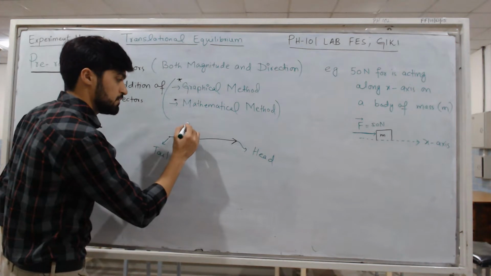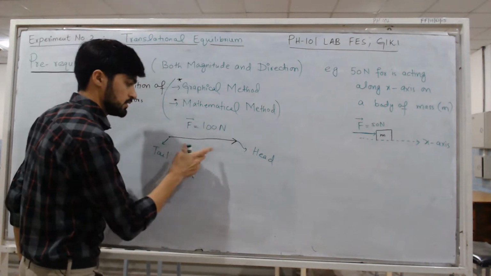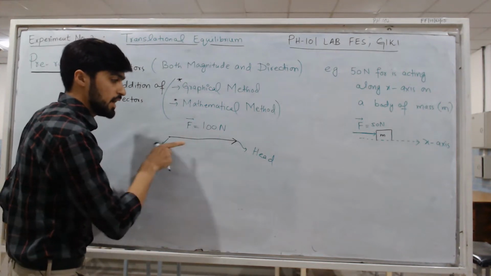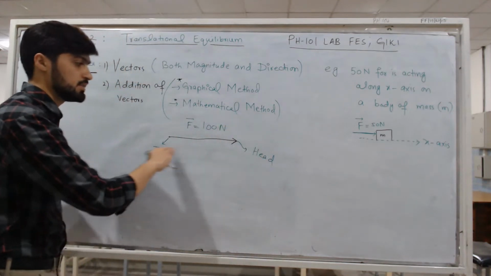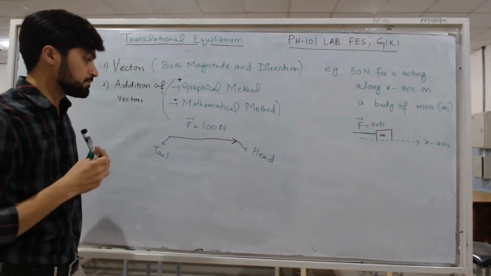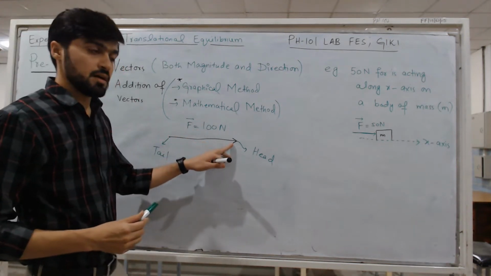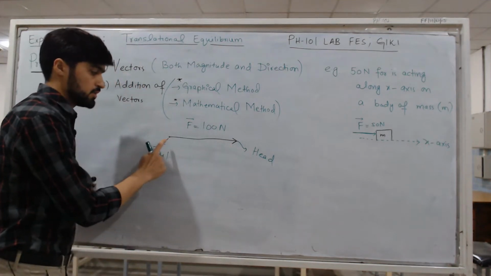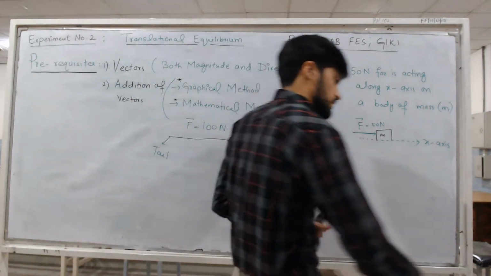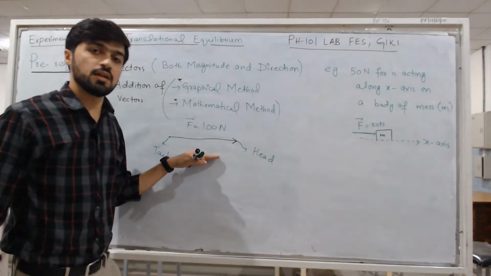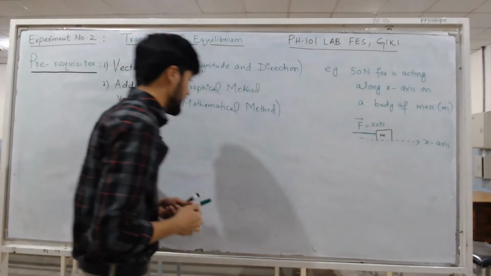Let's say this is F equal to 100 Newton. The length of the vector determines the magnitude, and the arrowhead determines the direction in which this force is acting. So this is the representation of a vector quantity. Every vector quantity is represented by an arrow. It must have a head and a tail. This is the starting point, and this is the ending point, the head. So how do we add vectors graphically? For that we must know about the head to tail rule.